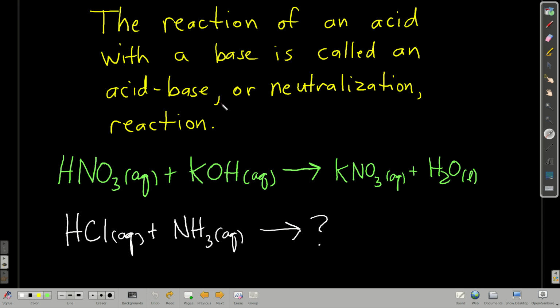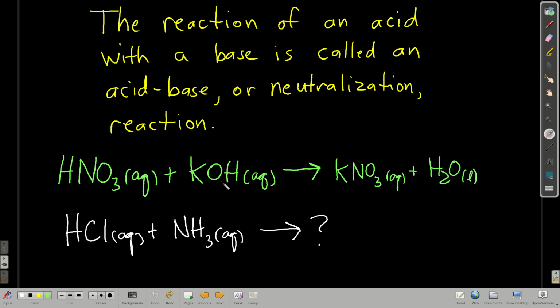Now, an acid-base reaction. We call the reaction of an acid with a base, surprisingly, an acid-base reaction, or sometimes a neutralization reaction. The reason for the term neutralization reaction is that when an acid and a base react, what they always produce is a salt, an ionic compound, and water, which is a fairly neutral solution. Whereas before, this solution was acidic because it has an acid in it, and this was basic because it has a base in it.